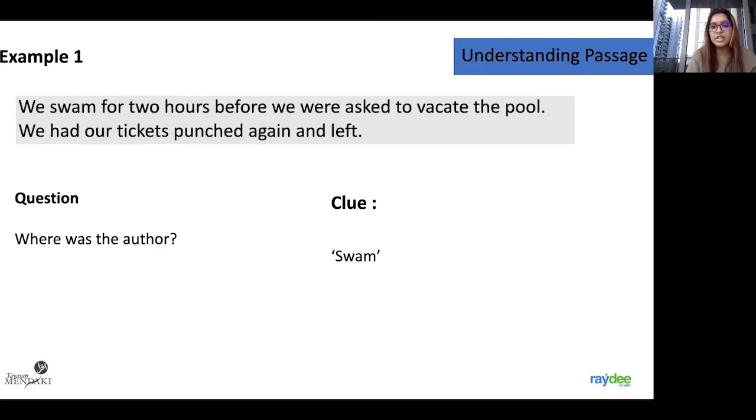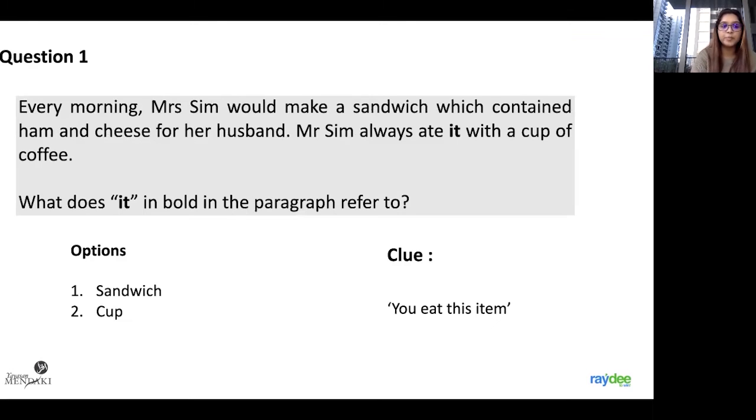So how are we going to teach the students to reference? The clue will be swam. So where do you swim? Now, in this case, some students might say, oh, you can also swim in the sea, or in a lake or something. Yes, you can. But which place do we have to buy a ticket to go in? And which is the place that has a closing time? So it's usually a swimming pool. So we answer, the author was at the swimming pool.